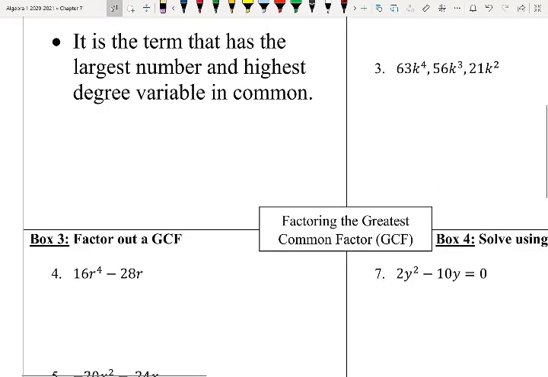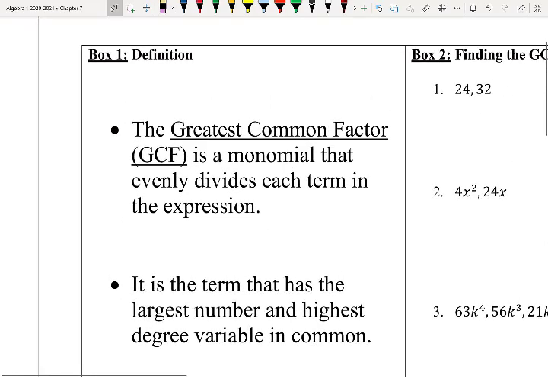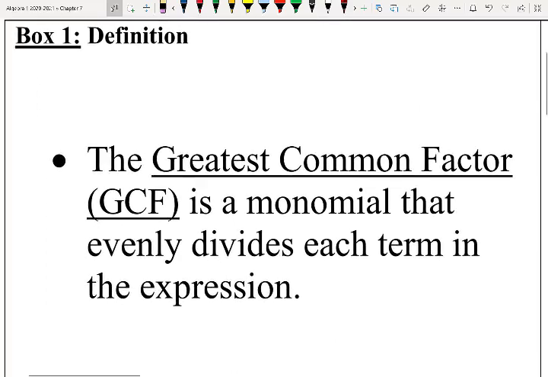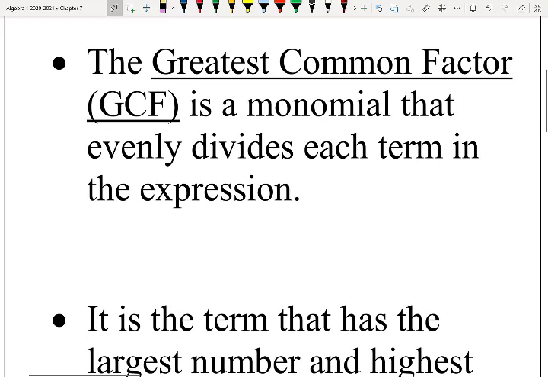So for today, what we're looking at for 4-box notes, we're going to go ahead and jump into box number 1 here with our definitions. The greatest common factor, or the GCF, is what I'll go ahead and continue calling that because that's a whole lot faster than saying greatest common factor. It's a monomial, so it's a single term, that evenly divides each term in an expression.